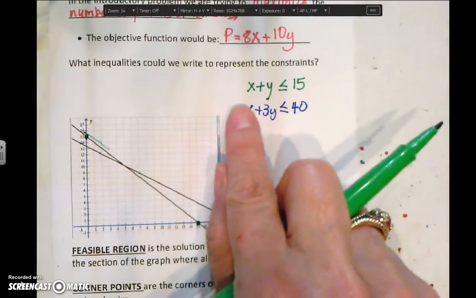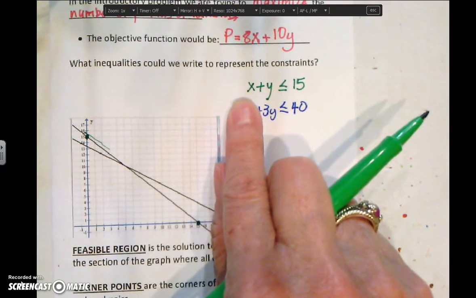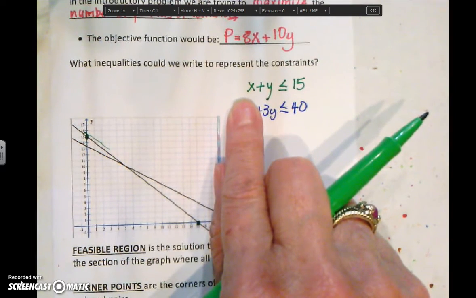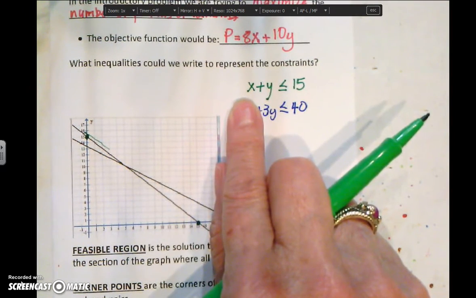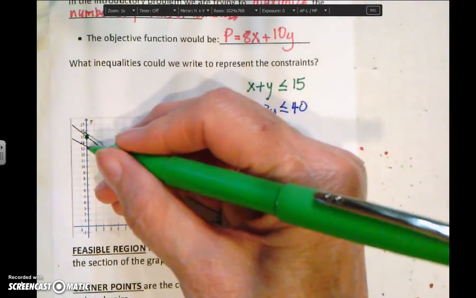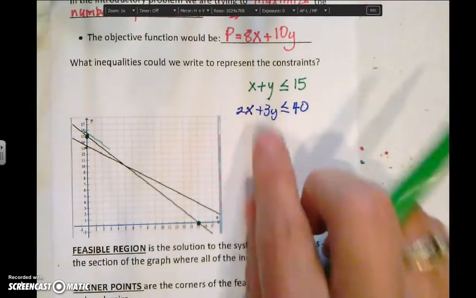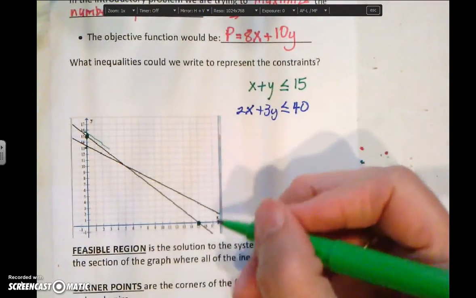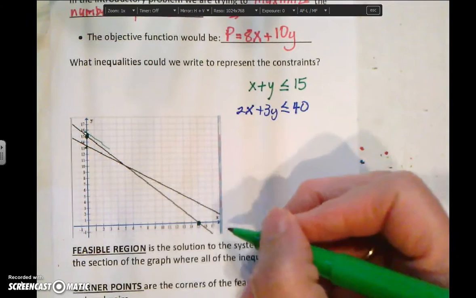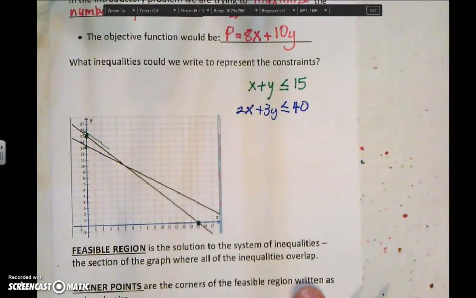Then for the other one, if x is 0, ooh, that's not going to come out very nice, is it? Y is going to be 40 thirds, so that's not going to be exact. It's going to be 13 1/3, which is this one right here. So maybe not the absolute best way to do that. But if y was 0, x is 20, which is going off the screen over here. All right, but these are going to be my intercepts.